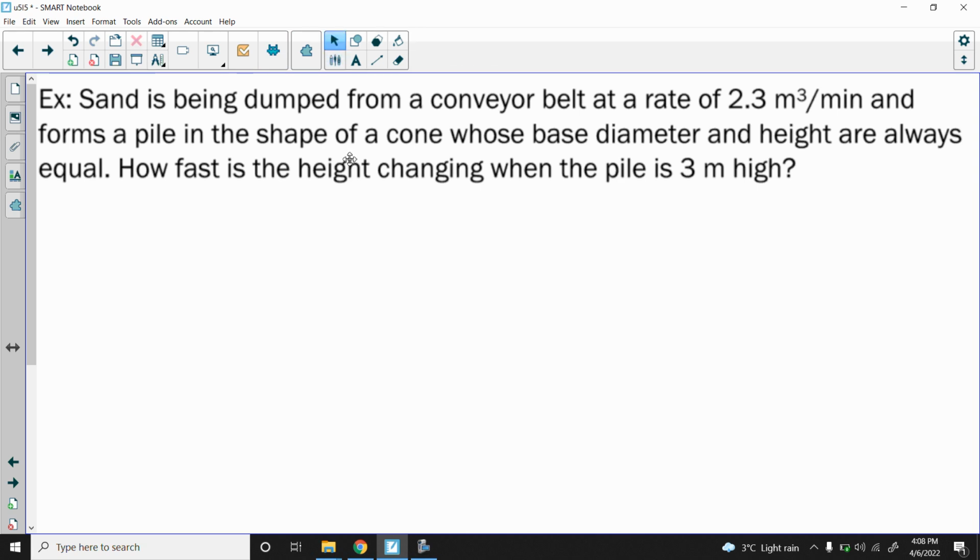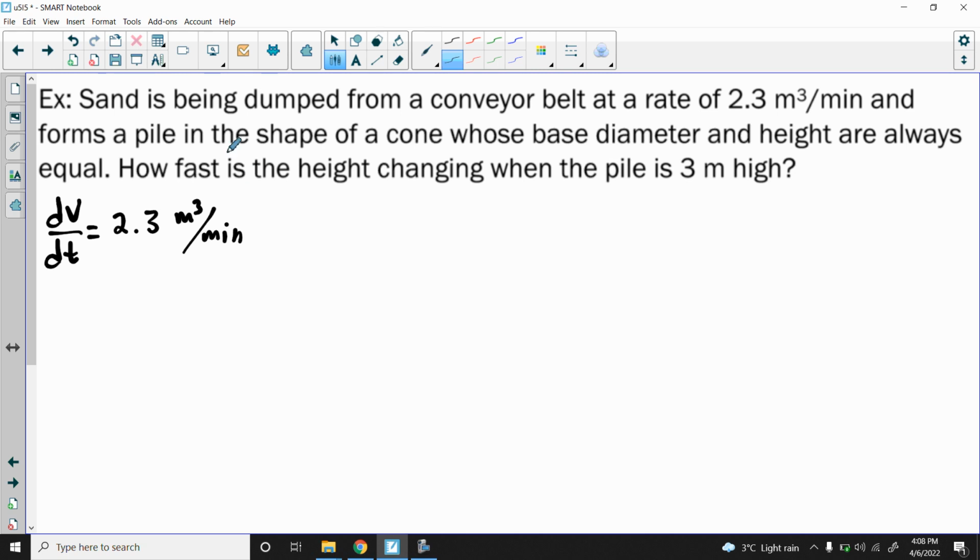So we have another cone question, it looks like. This one's a little bit different than the last one. It says sand is being dumped from a conveyor belt at a rate of 2.3 meters cubed per minute. So maybe I'll write this stuff out as I go this time. That's my dv over dt, and I know it's volume because of the units, meters cubed per minute.